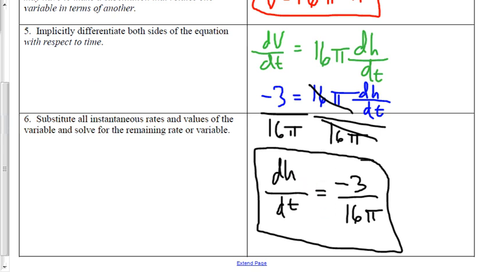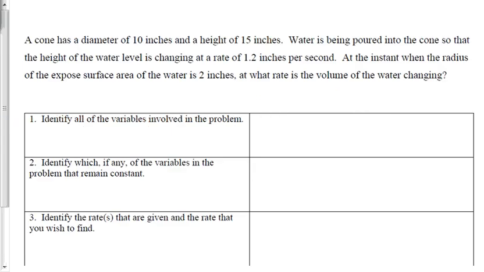Okay, let's try the last one. A cone has a diameter of 10 inches and a height of 15 inches. Water is being poured into the cone so that the height of the water level is changing at a rate of 1.2 inches per second. At the instant when the radius of the exposed surface area of the water is 2 inches, at what rate is the volume of the water changing?